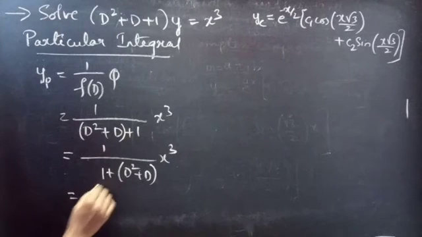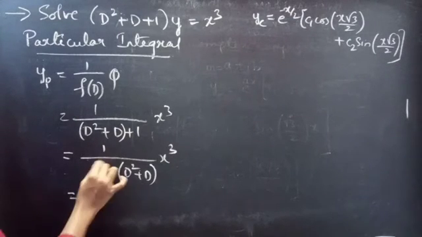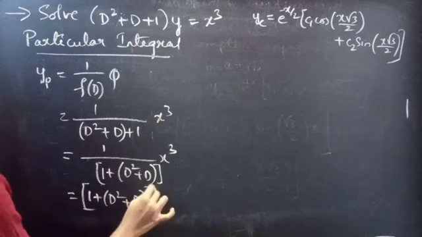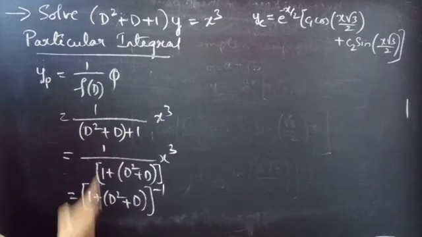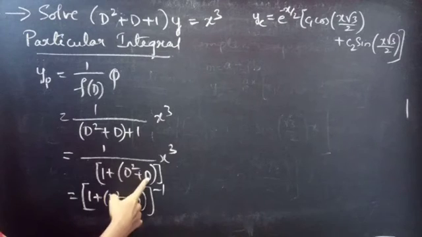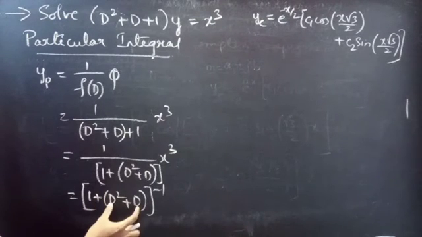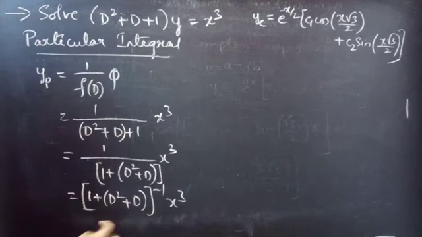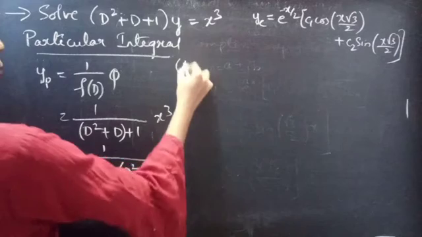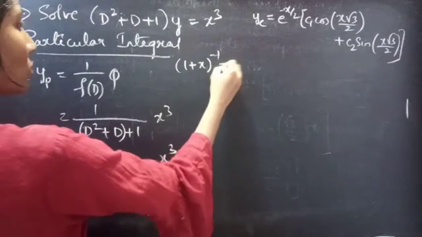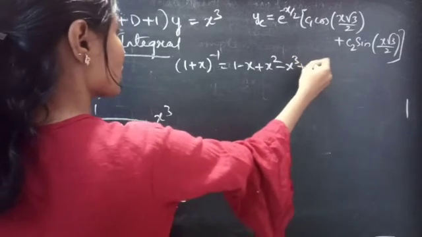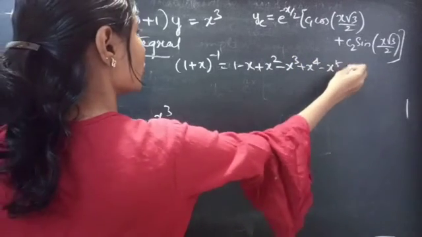Then we can write it as 1 plus d square plus d whole inverse, okay? 1 by 1 plus d square plus d can be written as 1 plus d square plus d whole inverse into x cube. Now we can expand this using the binomial theorem. 1 plus x whole inverse equals 1 minus x plus x square minus x cube plus x power 4 minus x power 5 plus so on.